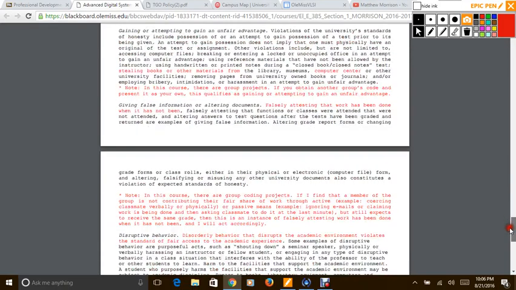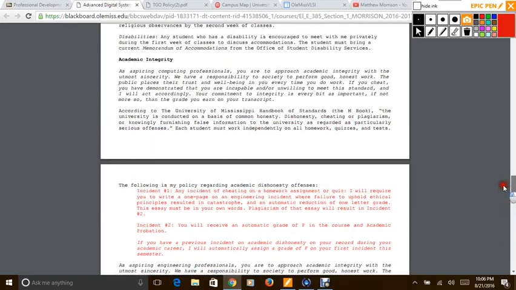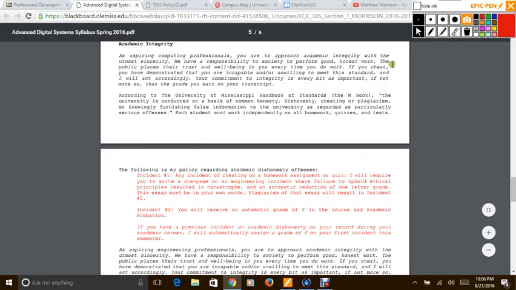Academic integrity. So you see I have a lot of stuff here about academic integrity. First things you're probably wondering about number nine. Number nine is right here, but I will get to that in a second. This is a quote that you should take to heart right here. As aspiring computing professionals, you are to approach academic integrity with the utmost sincerity. We have responsibility to society to perform good, honest work. The public places their trust and well-being in you every time you do work. If you cheat, you have demonstrated that you are incapable and or unwilling to meet the standard, and I will act accordingly. Your commitment to integrity is every bit as important, if not more so, than the grade on your transcript.